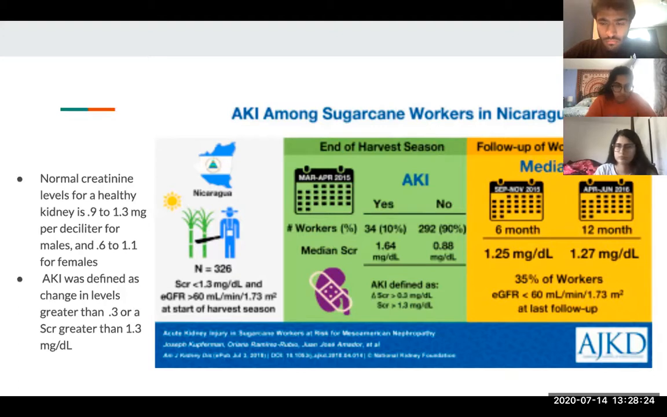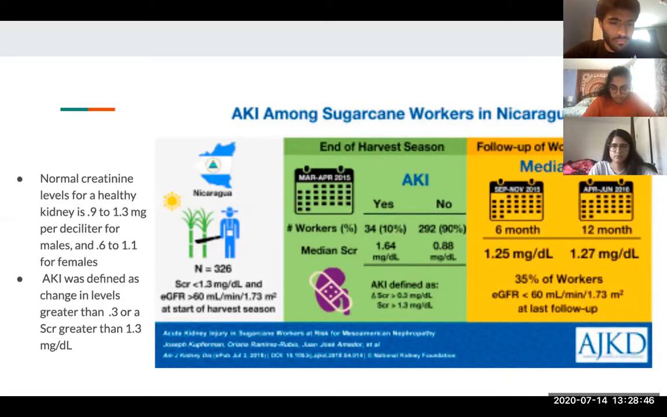For some reference, normal creatinine levels for a healthy kidney for males is 0.9 to 1.3 milligrams per deciliter, and then 0.6 to 1.1 for females. But they only studied males in this experiment, mainly because sugar mill work is so physically hard that it's mainly done by males.